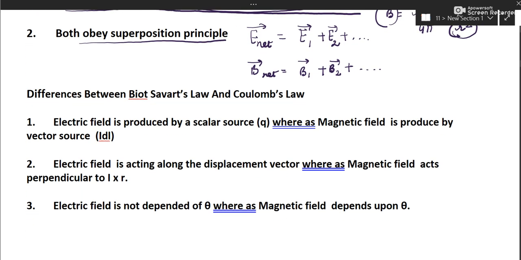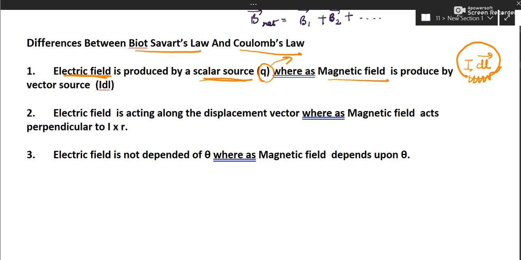Now coming to the differences between Biot-Savart's law and Coulomb's law. The electric field, that is Coulomb's field, is produced by charge, right? The source of the electric field is charge, which is a scalar quantity. So it has a scalar source. But the source of the magnetic field is a current element. What is a current element? It's a small length which carries current in a particular direction. This is a current element, which is a vector quantity. The source of the magnetic field is a vector quantity and the source of electrostatic fields is a scalar quantity.